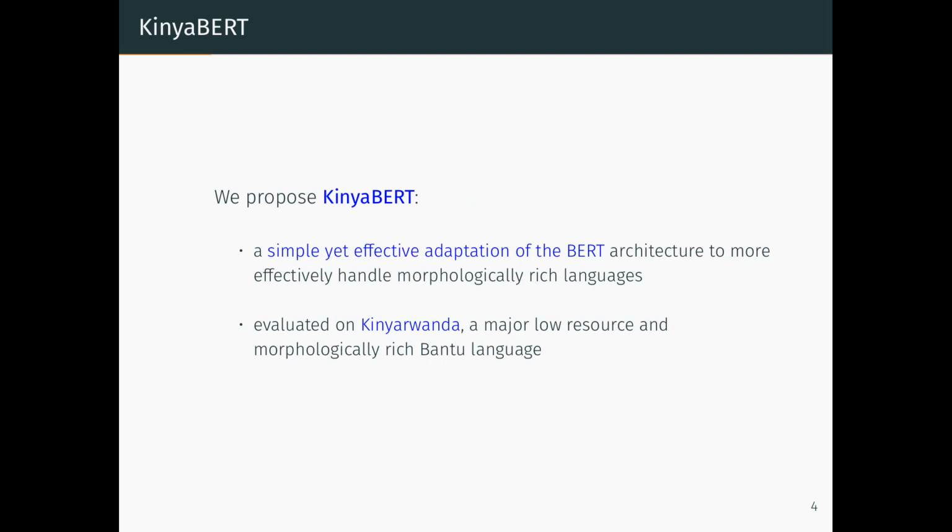Therefore, we present KinyaBERT, which is a simple but effective adaptation of the BERT architecture that is meant to more effectively handle morphologically rich languages. We evaluate KinyaBERT on Kinyarwanda, a low-resource morphologically rich language which is spoken by more than 12 million people across Eastern and Central Africa.